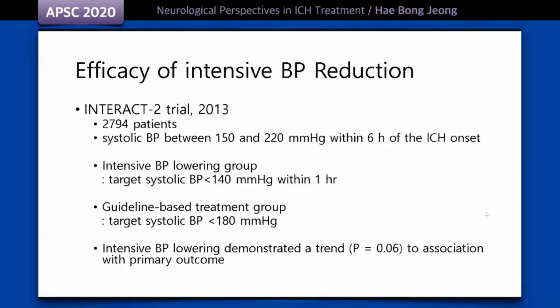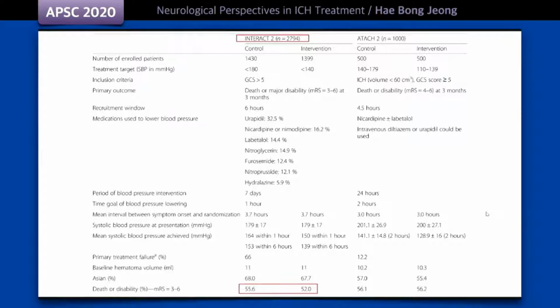Two landmark clinical trials were performed to evaluate the efficacy of intensive BP reduction in patients with acute ICH. In the INTERACT-2 trial, patients with a systolic BP between 150 and 220 mmHg within 6 hours of the ICH onset were randomly assigned to an intervention or control group. Intensive BP lowering demonstrated a trend toward association with the primary outcome, defined as modified Rankin Scale score of 3 to 6, but the relationship did not achieve statistical significance.